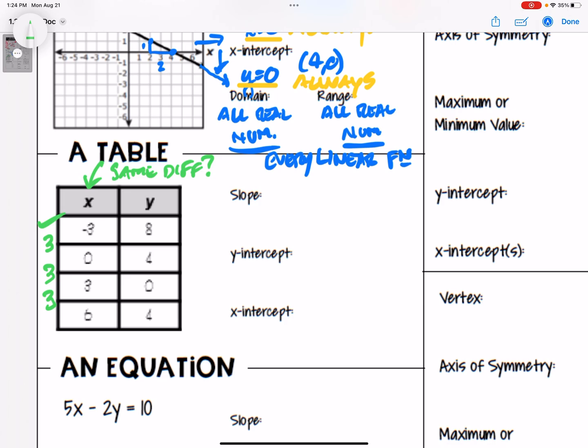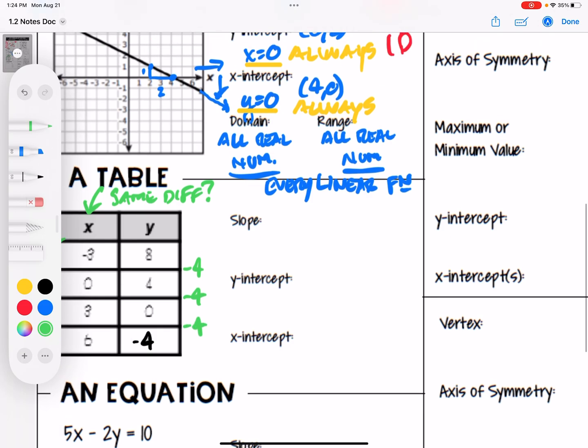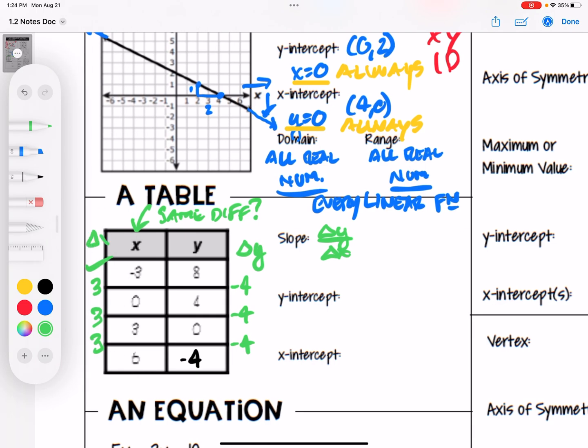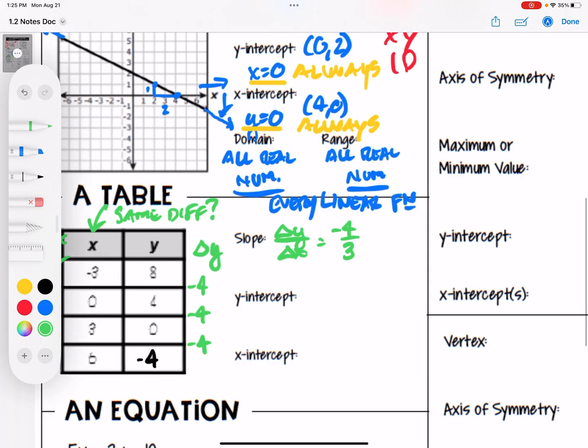8 to 4 is going down 4, so we say -4. 4 to 0 is -4. And this last one should say -4. And this one is also -4. So slope is just rise over run, but it's also change in y over change in x. Whatever our change in y is divided by our change in x, this is our delta y, and this is our delta x. So for any one of those, it's always -4 over 3. That is our slope because they're all the same.